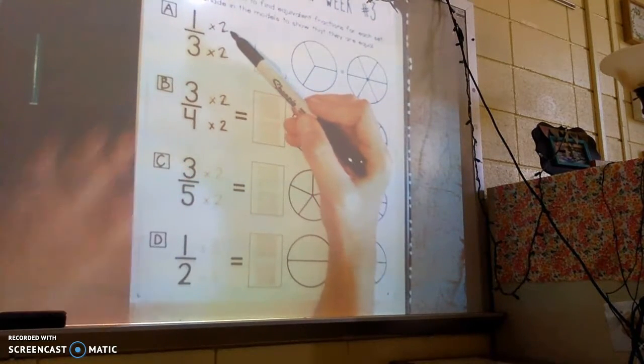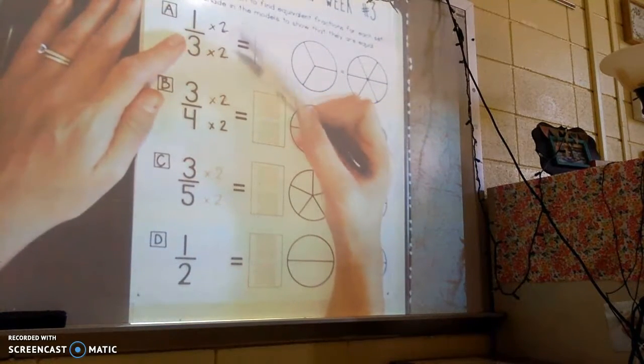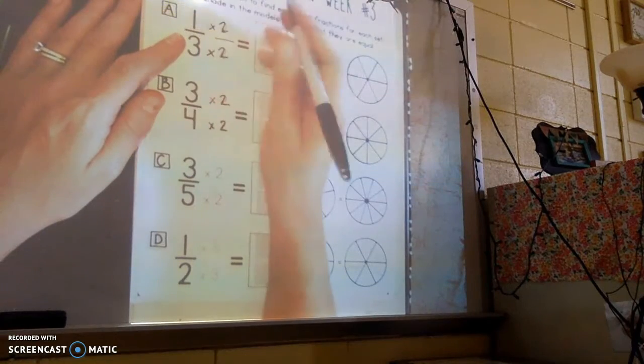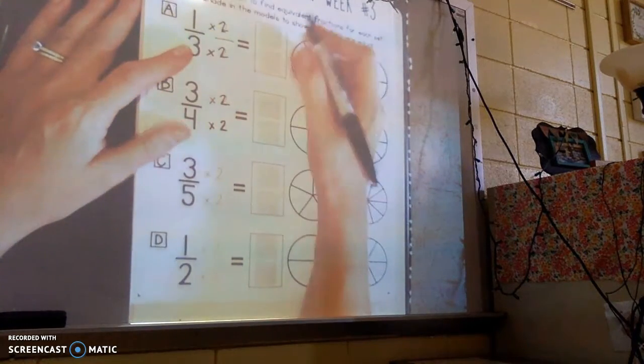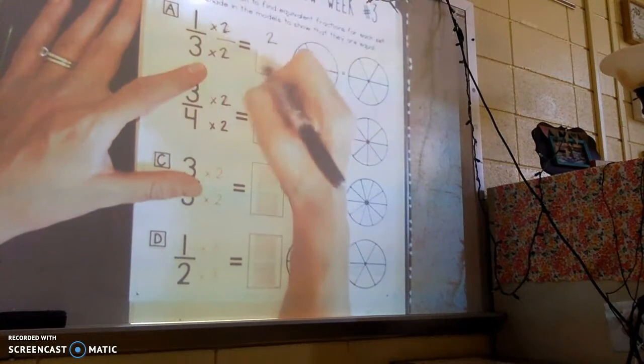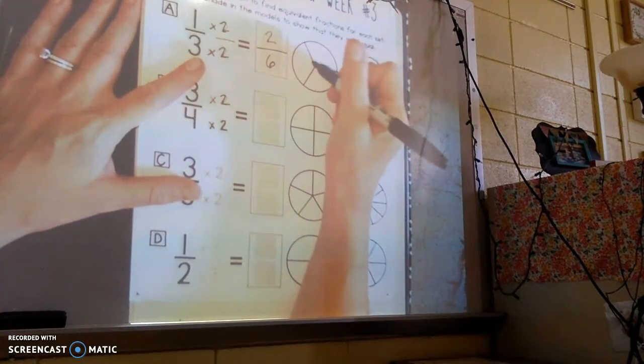So remember, when I'm finding an equivalent fraction, I'm going to multiply my fraction by a whole. So I'm going to multiply 1/3 times my whole, 2/2. 1 times 2 is 2. 3 times 2 is 6. So my equivalent fraction is 2/6.